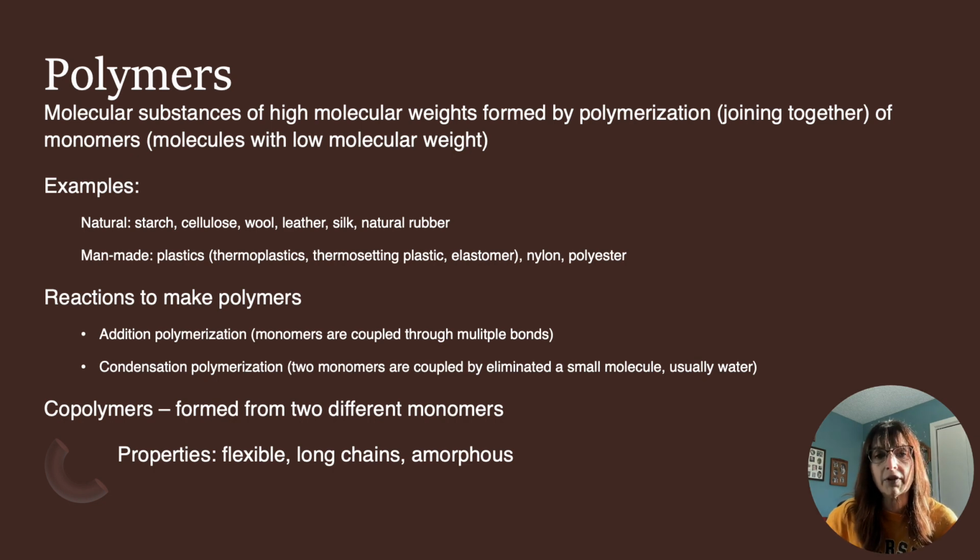There's so many different kinds of reactions that occur to make polymers. One is called addition polymerization, and that's where monomers are coupled through multiple bonds. And then condensation polymerization, it's where you take two monomers and you join them together by eliminating water. And shoot, we've been talking about this since y'all were in biology. Copolymers are formed from two different monomers, and they have some pretty unique properties like flexibility, long chains, and they tend to be amorphous. And that's all we're going to touch on polymers.